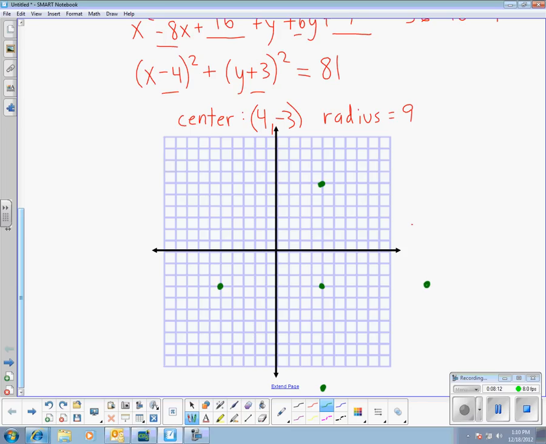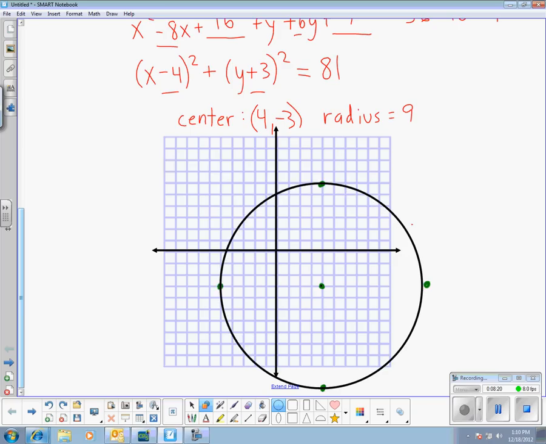And then when you draw it, you just do the best you can. I know it's not easy for everybody. Some of us are better artists than others, but since I have a magic board, I can draw mine like that. So that circle has a center 4, negative 3, and a radius of 9. All right, so we have graphed it. That is pretty much what this section asks you to do. Complete the square if necessary, find the center and radius, draw the graph.